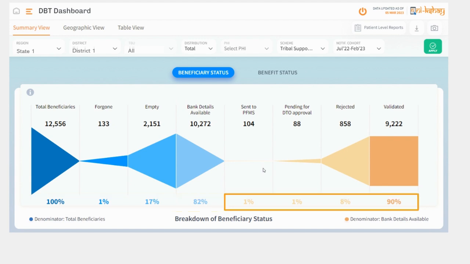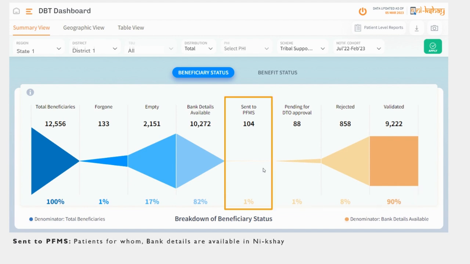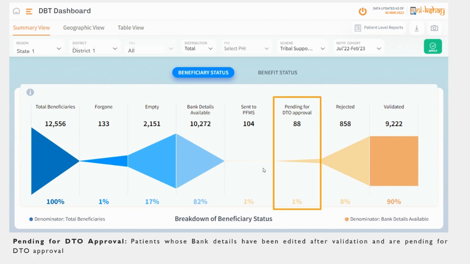For the remaining indicators, count of cases where bank details are available is considered as denominator and therefore, these are indicated by a different color. There are 104 cases where bank details are sent to PFMS for validation and response is pending. There are 88 cases where the bank details have been edited after validation. Thus, they are pending with DBT Checker user for approval.